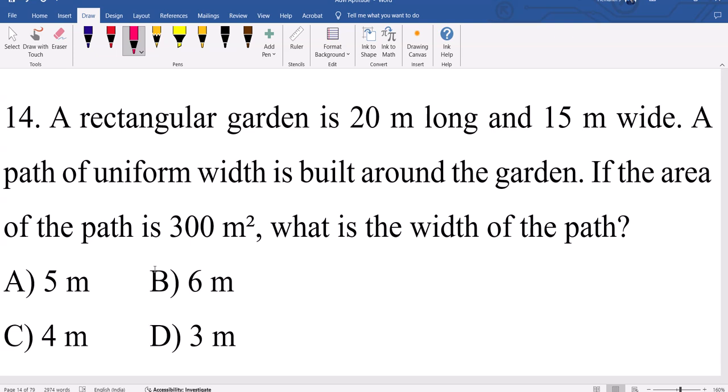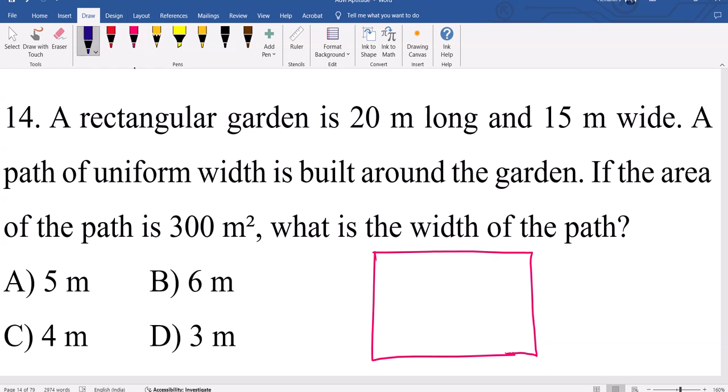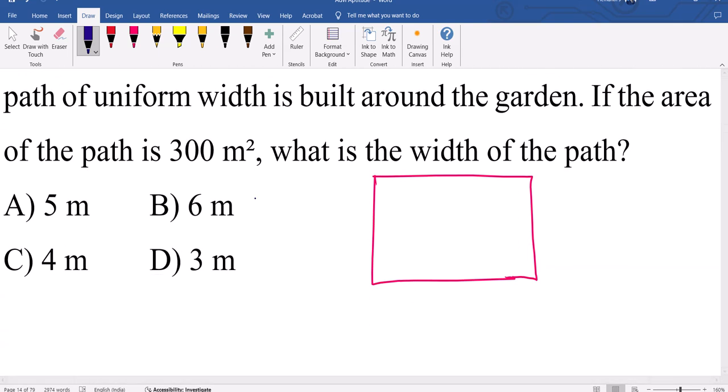See, inside the garden or outside the garden that path is created. That's very important in the question actually. This is garden here. 20 by 15 is garden. There is a walkway or path created. Is it outside this or inside this? What is the second line? A path of uniform width is built around the garden. Is it in or out? Out. We can sense it's out actually.